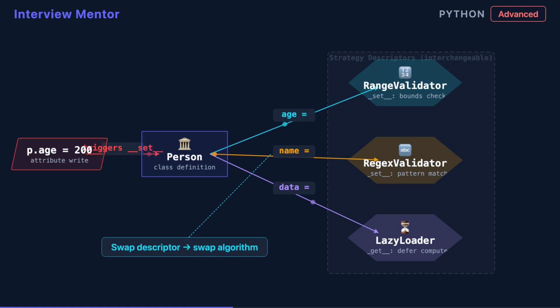Swap strategies by assigning a different descriptor to the same attribute slot. The same object.attribute call fires a completely different algorithm, depending on which descriptor sits there.